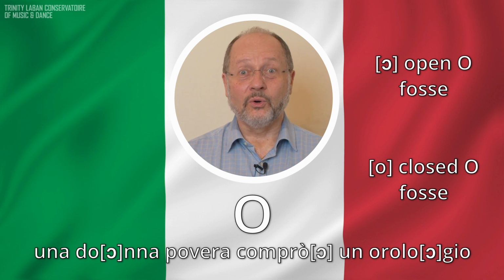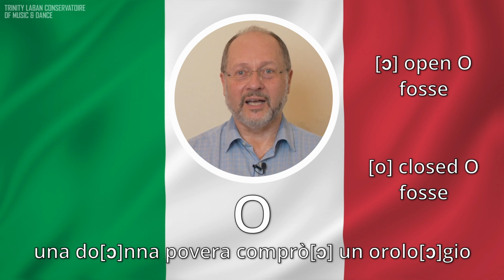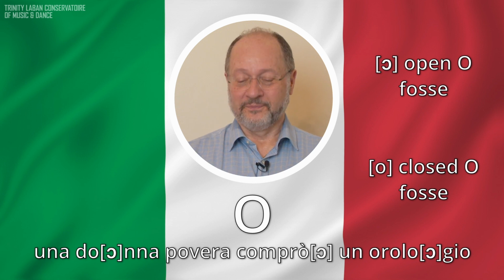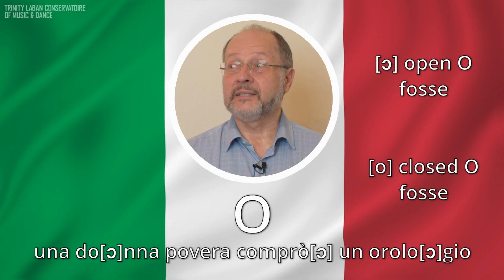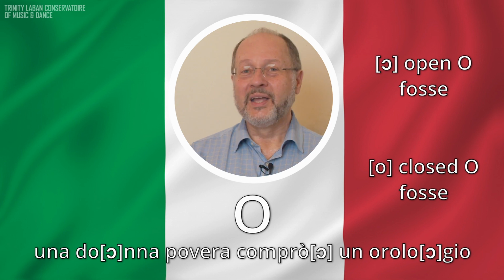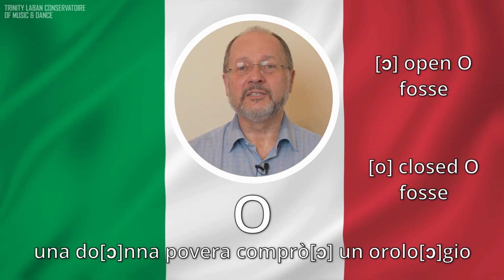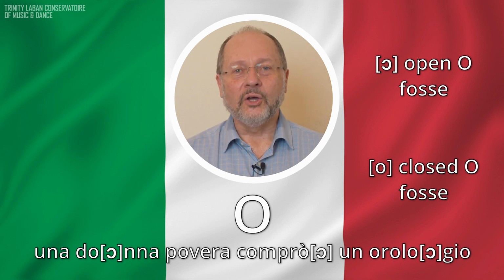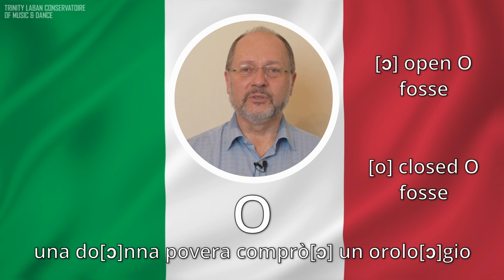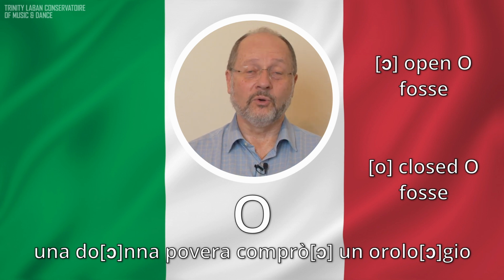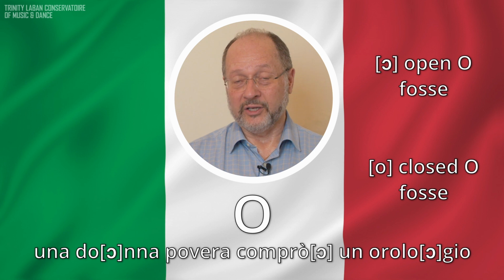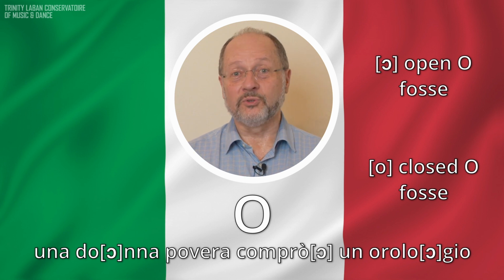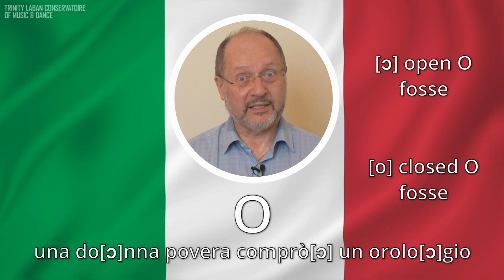So the word orologio is a great example of a string of O's, but only one of them is open. And it is the second last one, isn't it? Yes. The other clue about this is in spoken Italian, only stressed syllables can have open or closed e or o in them. Unstressed syllables should be all closed in spoken Italian.